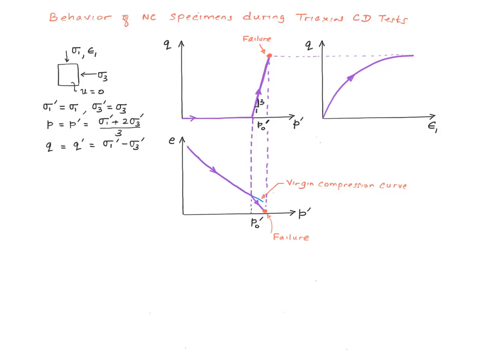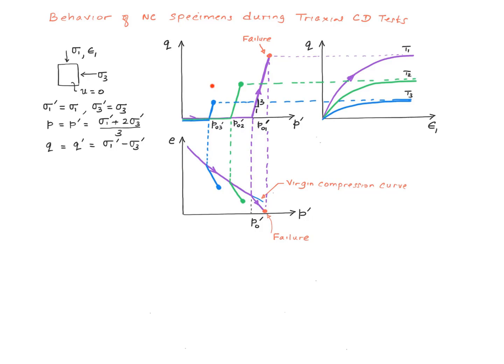In the PQ space, the stress path is a straight line with a slope of 3 vertical to 1 horizontal, and the specimen fails at this point. In the Q epsilon 1 space, we get a nice smooth hardening curve like this. No strain softening here. In the e P prime space, the path looks something like this. It fails over here.